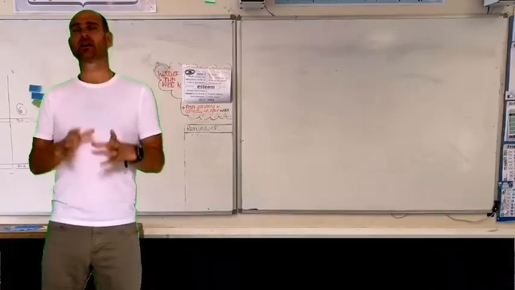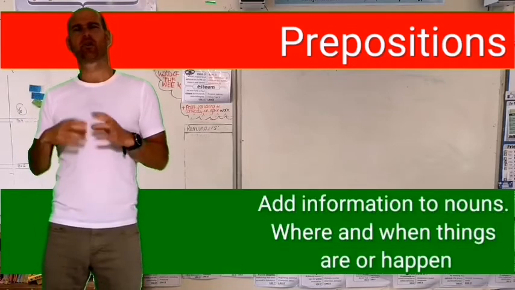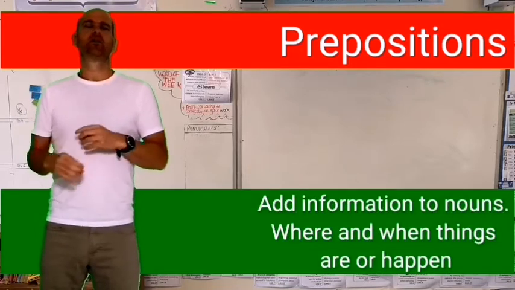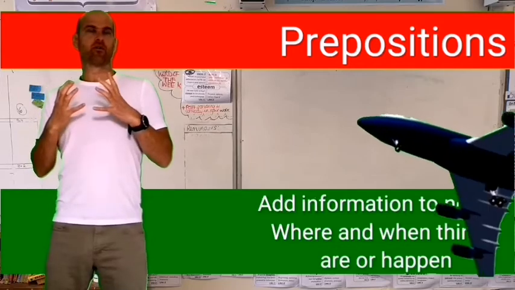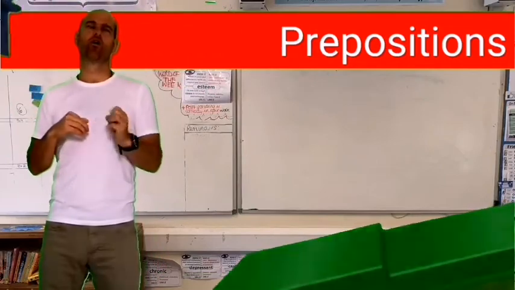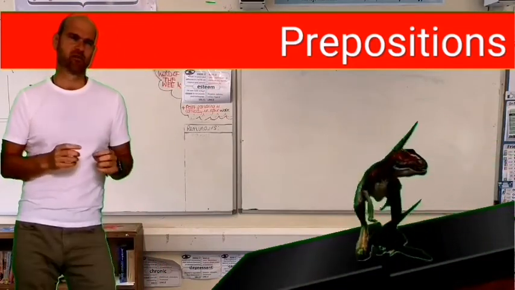And then today we're going to look at something new. We're going to look at prepositions. So prepositions help give the location or direction of those nouns. So might be, for example, the plane flew over my head, so the word over. Or the dinosaur ran across the table.